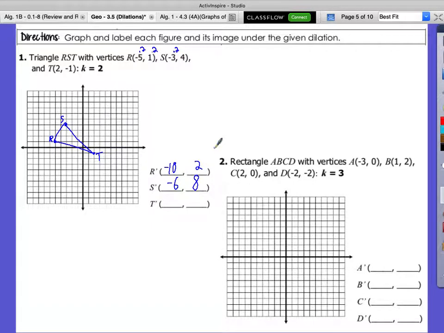Okay, before we do t prime, Skylar, what's 2 times 2? 4. Okay. Casey, what's negative 1 times 2? T prime, negative 2. So these are our new coordinates.